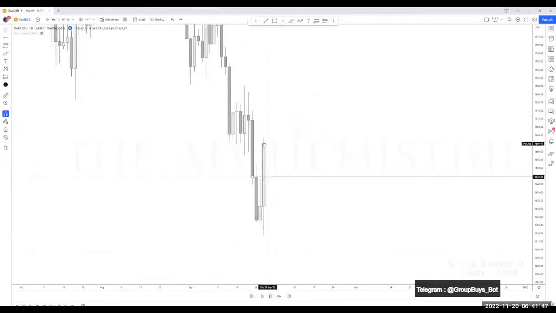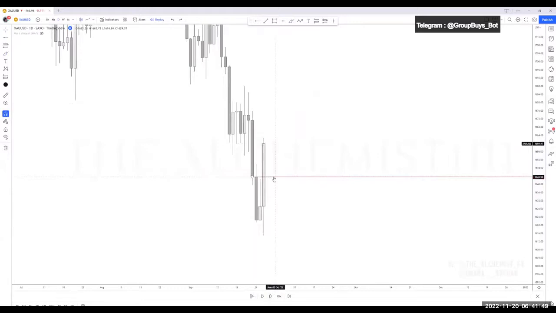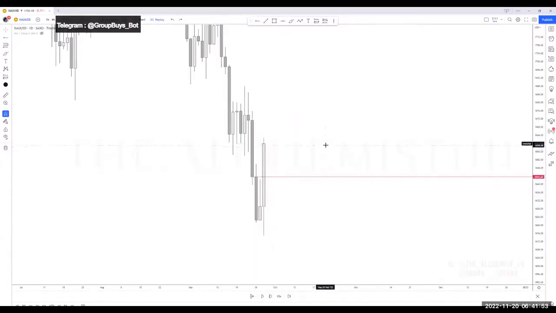So once the resistance is broken, same exact logic. What will it turn into? It will turn into a support. Yeah, it will turn into a support. So if you know smart money, you can do a little bit of refinement into this imbalance.